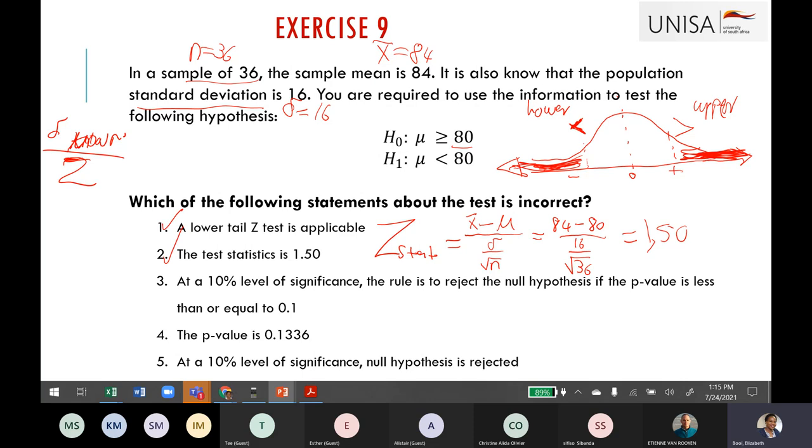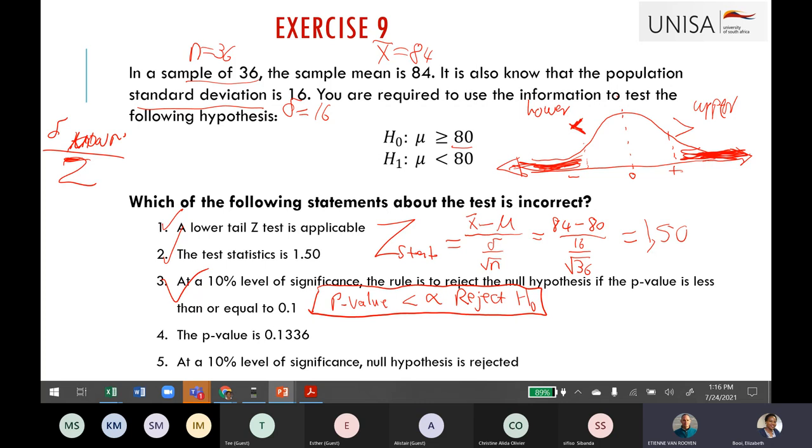Option three is asking, at a 10% level of significance, the rule is to reject the null hypothesis if the p-value is less than or equal to 0.1. Remember, the decision says if the p-value is less than alpha, we reject the null hypothesis. That's the rule, and that is what that is saying. It's just repeating the same rule. Is that the right rule? Does whatever statement they are saying contradict the rule that I just said you need to use when we make a decision? It's correct. It is correct.